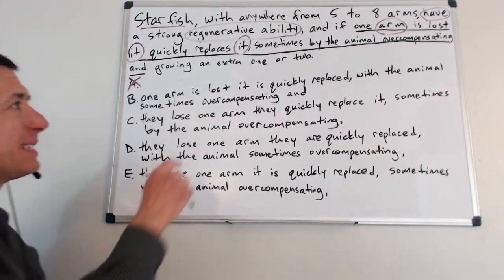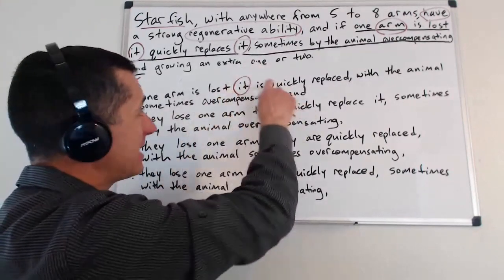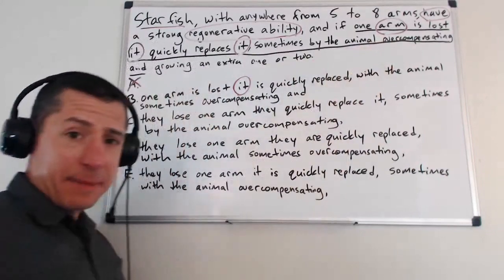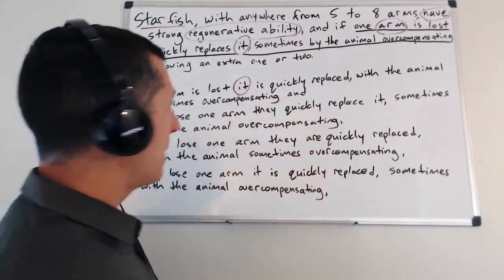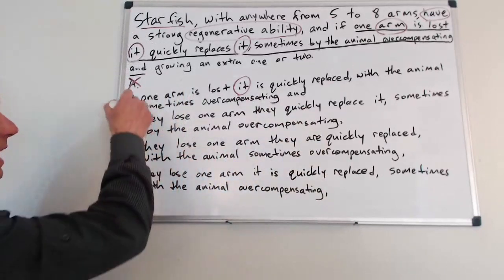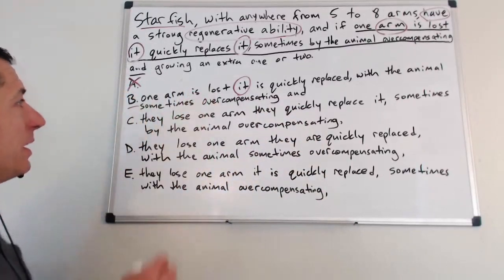What about B? One arm is lost. It is quickly replaced. Well, it's referring to the arm. Does that make sense? Sure. One arm is lost. The arm is quickly replaced, with the animal sometimes compensating and growing some extra arms. Hang on to B. No issue there with the pronoun.